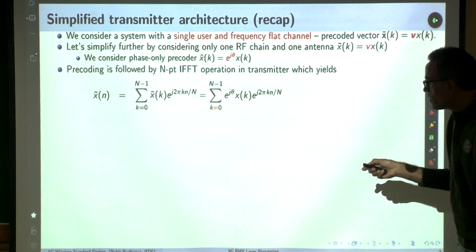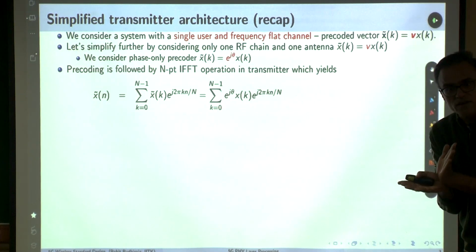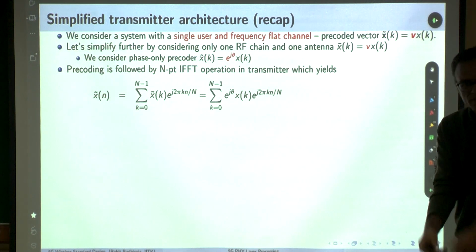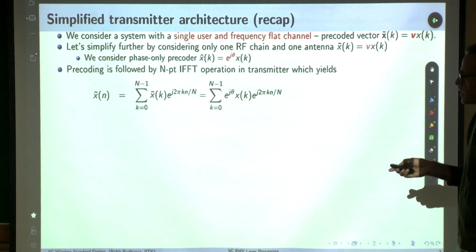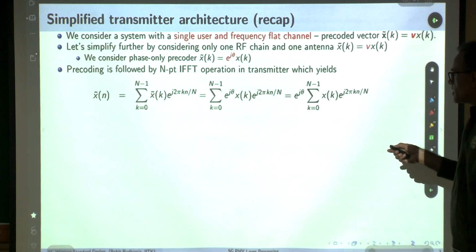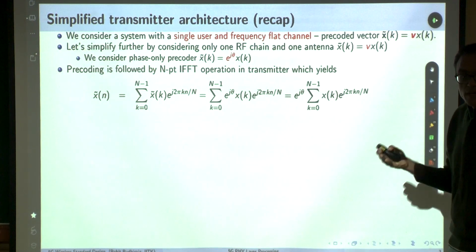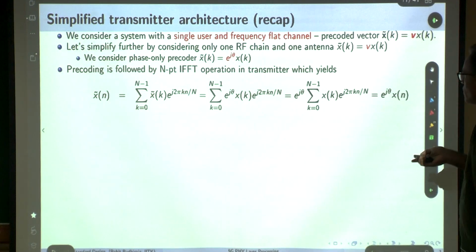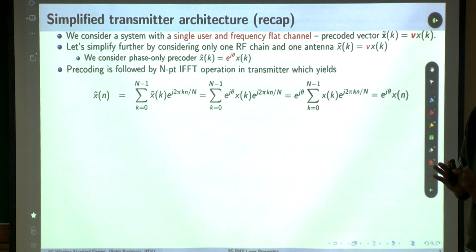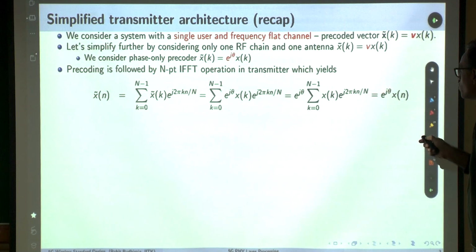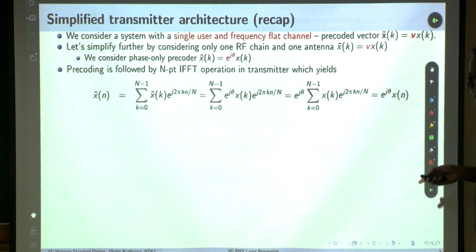Now, e to the j theta is not a function of k, because it is independent across subcarriers. It is basically constant across subcarriers. We can move this out of the summation, and now what is this? This is basically the IFFT of the unprecoded signal. Correct? So e raised to power j theta times the IFFT of the unprecoded signal. So what have we done? Basically moved this precoding from the frequency domain to the time domain. And this is one achievement of whatever we have done till now.